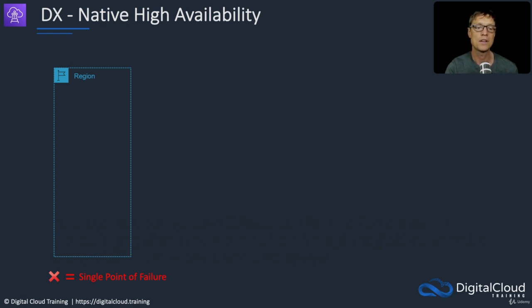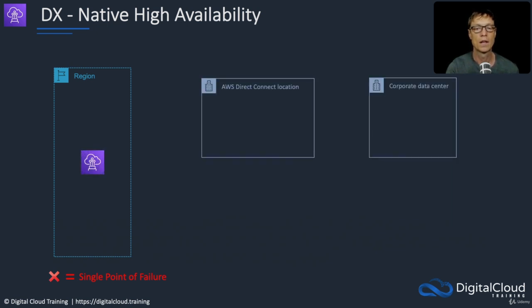Now, on the subject of high availability, let's look at how you can design and implement Direct Connect to make sure you have high availability built into these connections. After all, if you're using Direct Connect, it's obviously very important to your business, so you've got to make sure you consider these options. So, we know that we have a region, and then we have a Direct Connect location, and then a corporate data center. And then we have these various things.